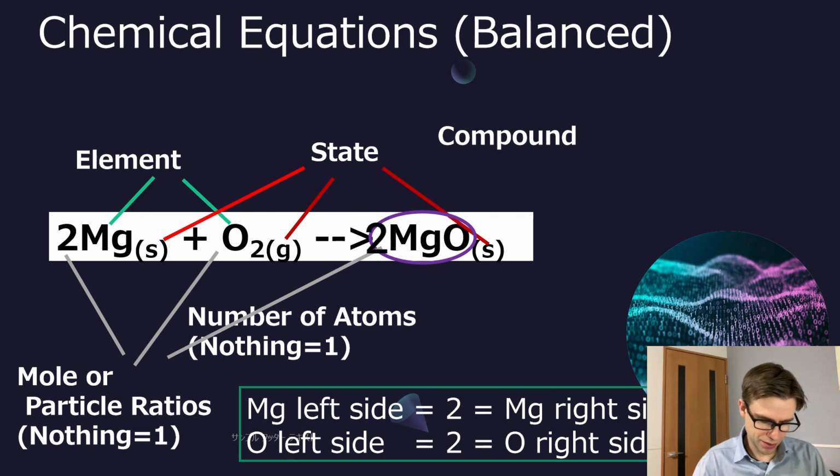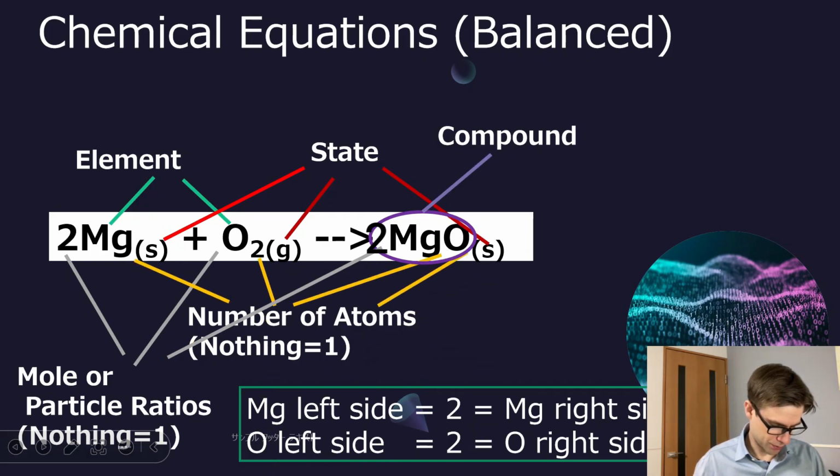Then in front of these formulas, we have what are called mole or particle ratios. They tell you how many of this particle need to react with other things to make this reaction go forward. So we need 2 magnesium atoms, and we need 1 O2 molecule. There's nothing written in front of O2, but we understand that nothing means the number 1. Okay, so that means 1 particle of O2. That will produce MgO.